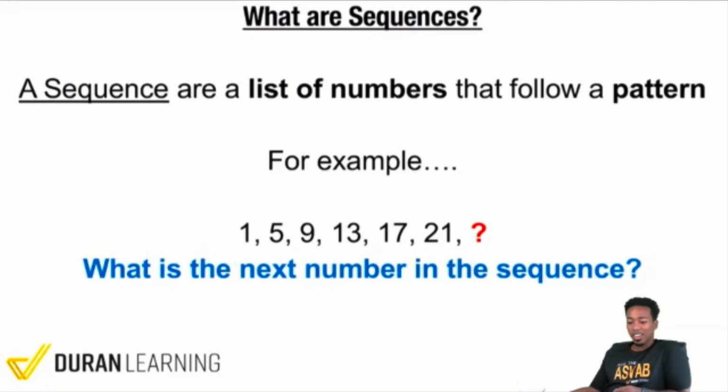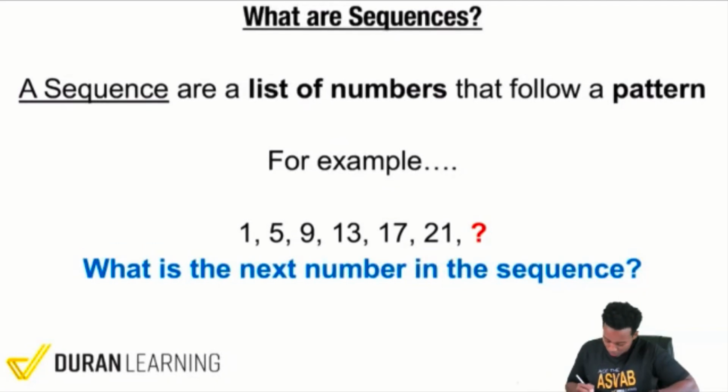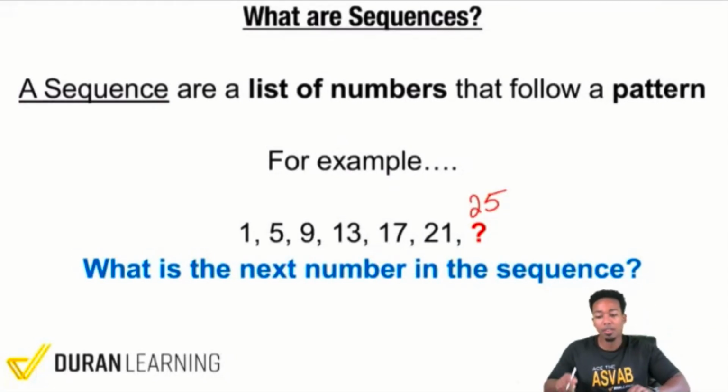I see some people saying 25. I see y'all. 25, 26, 25. I see the majority of us saying 25, and you are absolutely right. It's going to be 25. Now, everybody, why is it going to be 25? What is the pattern that we notice here?